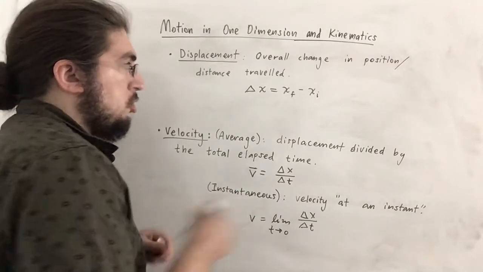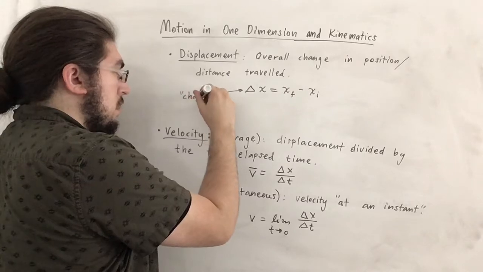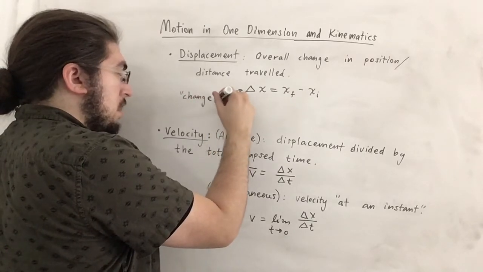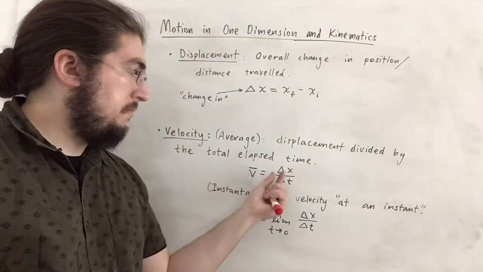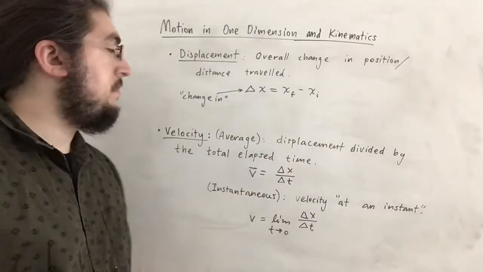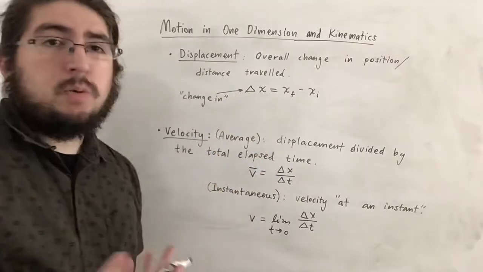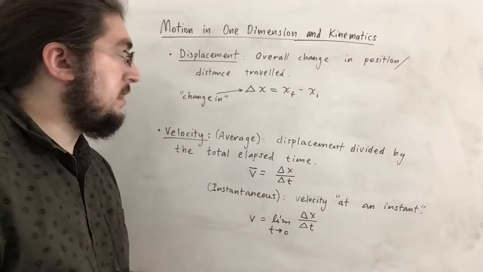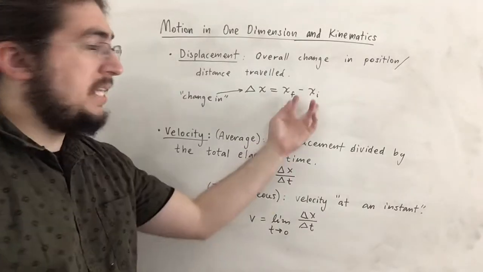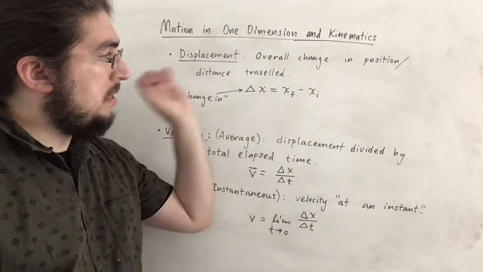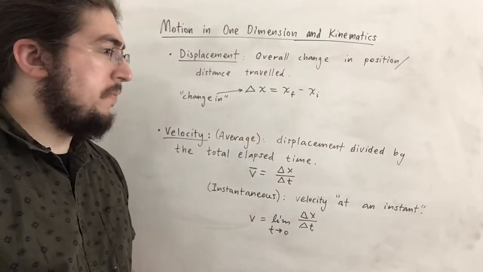So anytime you see a triangle, this is change in whatever. So delta x is change in x, delta t is change in t. Okay, good. Now this triangle is the Greek letter delta, so we say delta instead of triangle, for instance. Now the subscript f stands for final, and the subscript i stands for initial. So this is the final value minus the initial value.